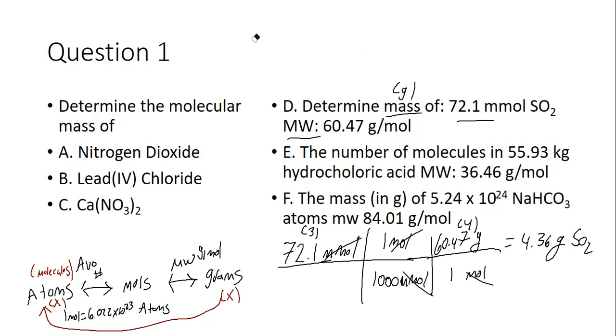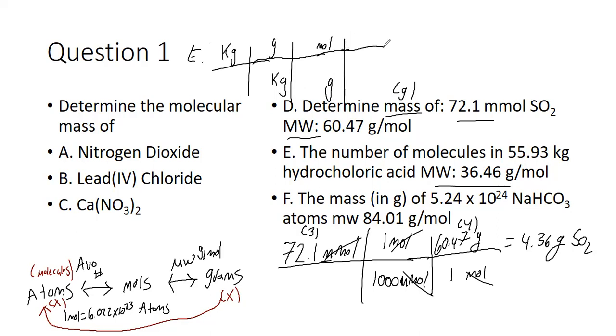All right, so E. I start in kilograms. To go to moles, because my molecular weight's in grams, I need to convert from kilograms to grams. Once I'm in grams, because of my molecular weight, I can go to moles. Once I'm in moles, I can go to atoms or molecules, because that is what Avogadro's number is. So my answer will be molecules here. See if you can follow that logic and put in the correct number.